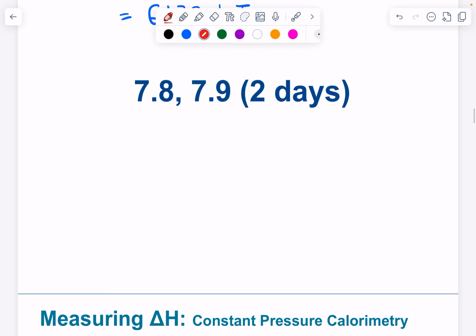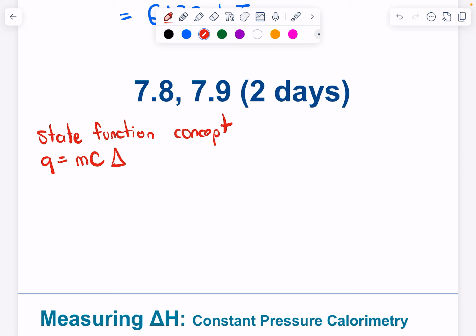So from today, we talked about state functions, just briefly what the concept of a state function is. We used this equation and this equation to figure out heat and work that can be transferred in a particular process. And remember that the change in energy is a combination of those two.